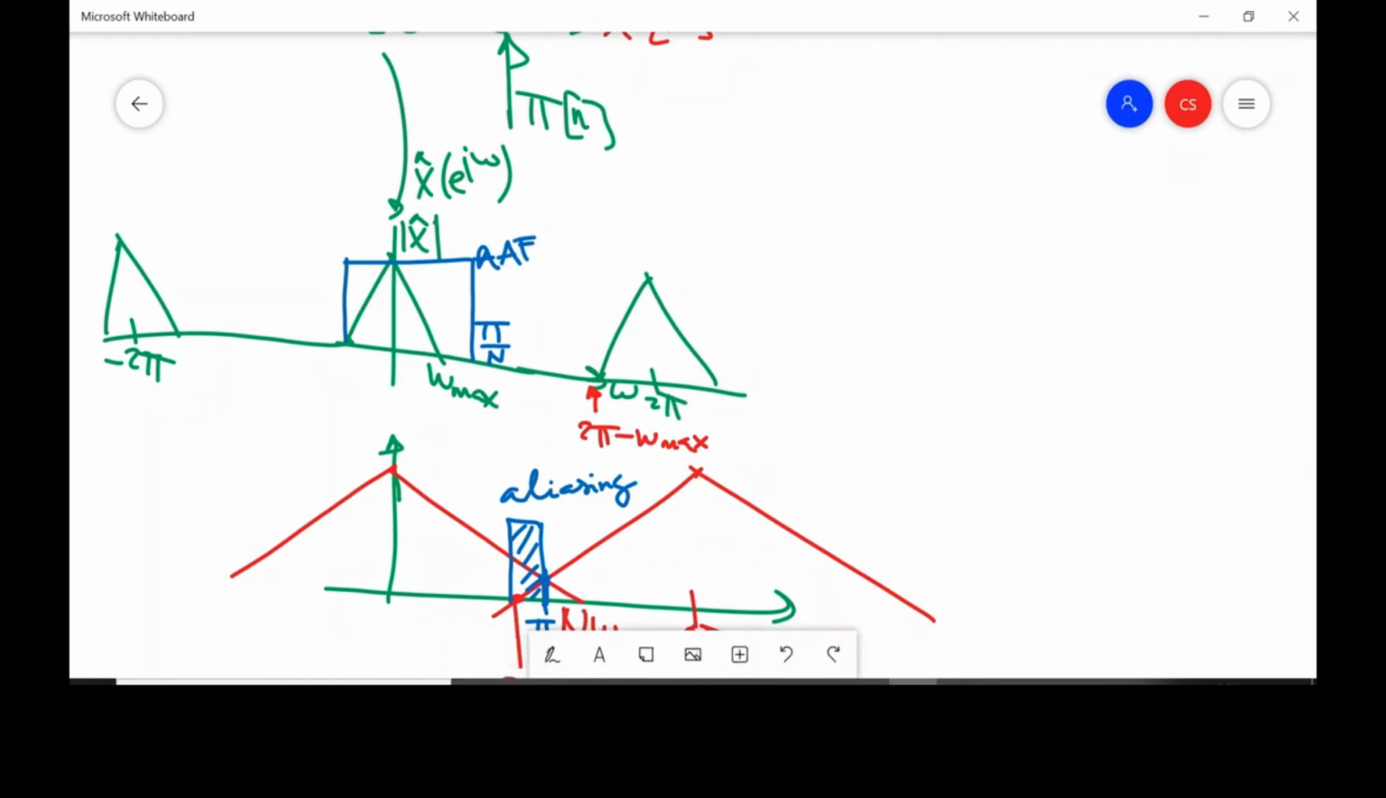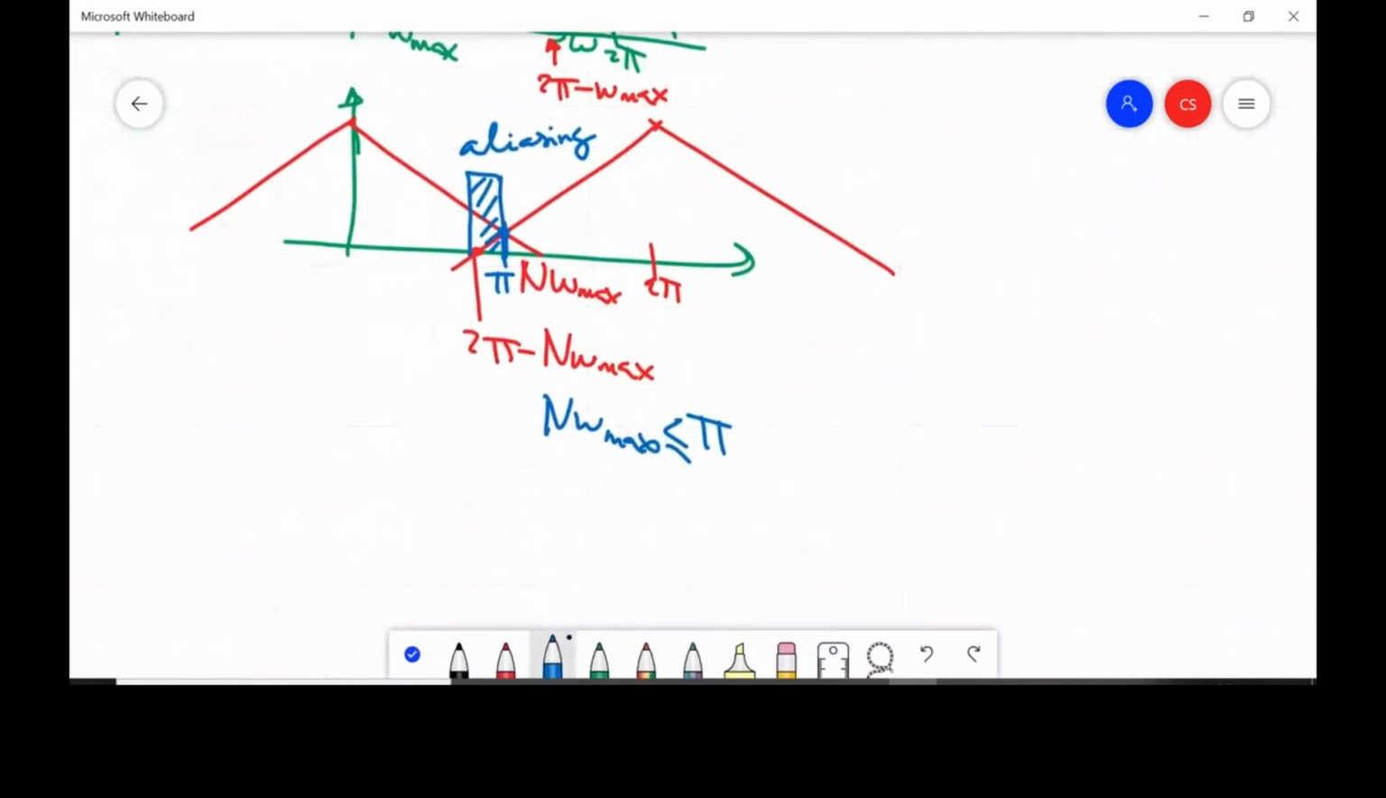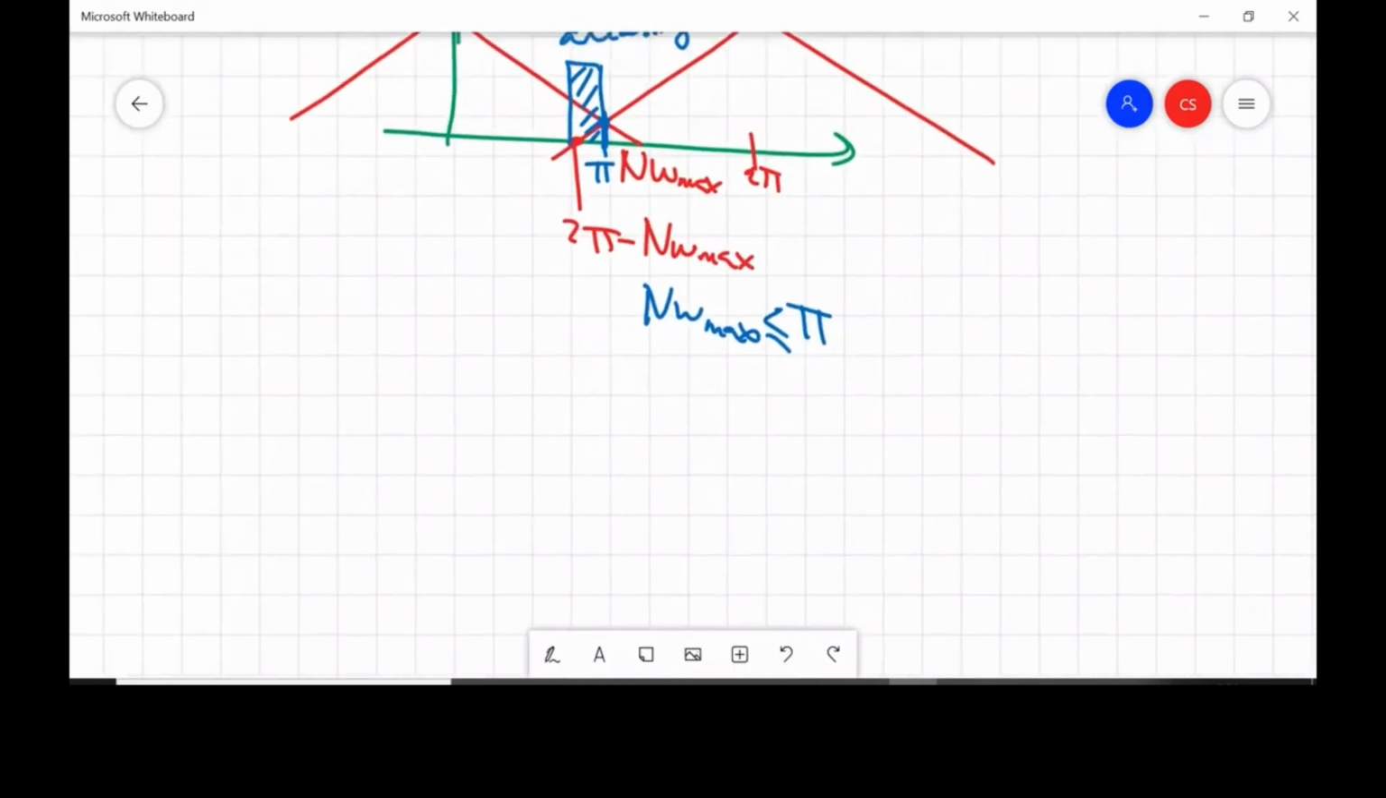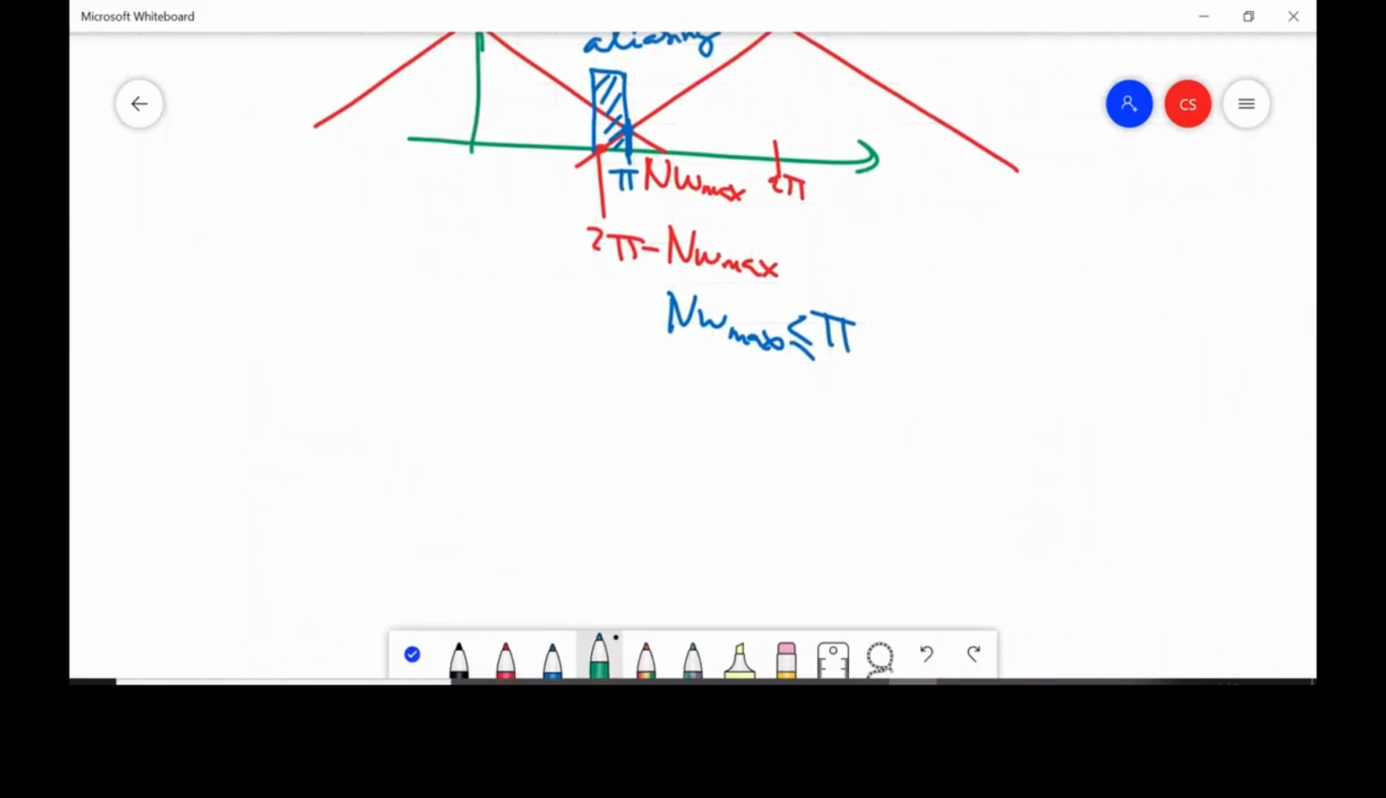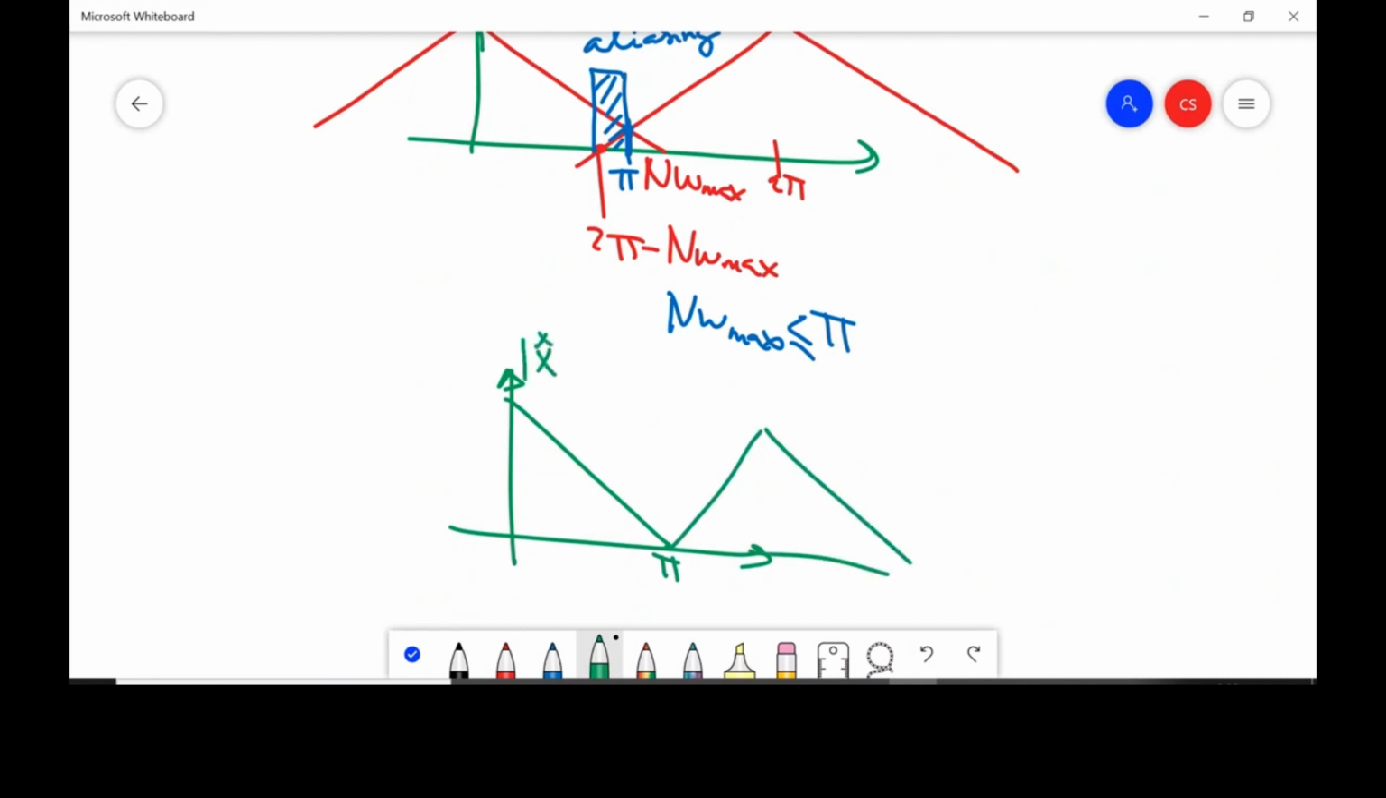Let's say that your signal is such that you go to pi. This is your signal, and this is x of omega. This is minus pi. So our anti-aliasing filter is taking this area.